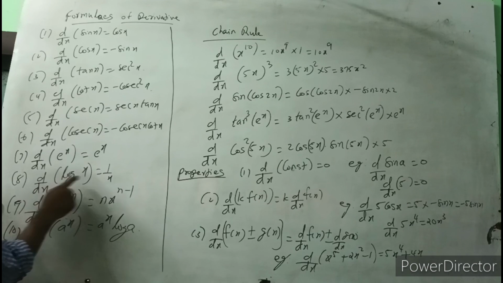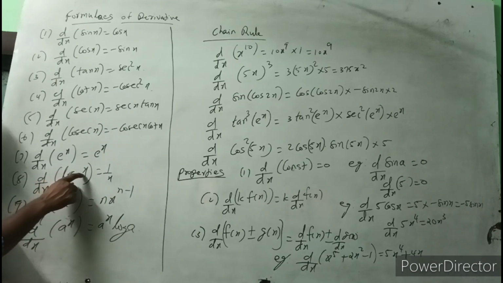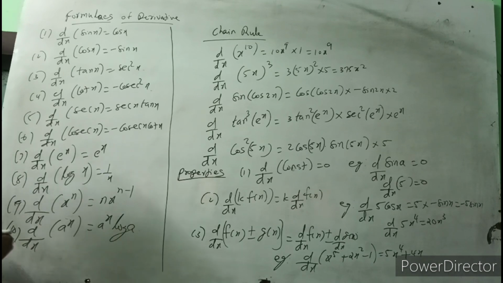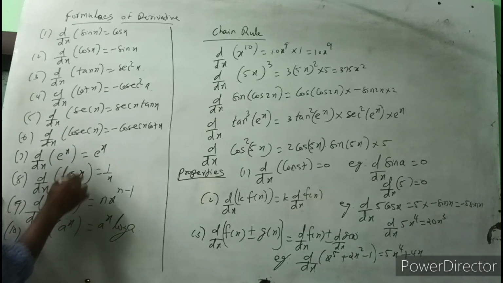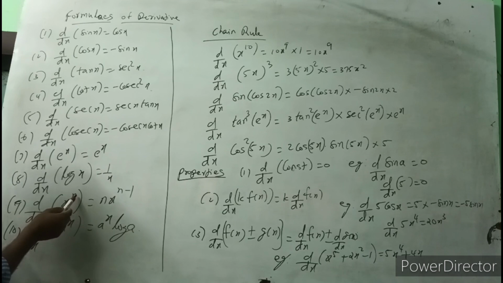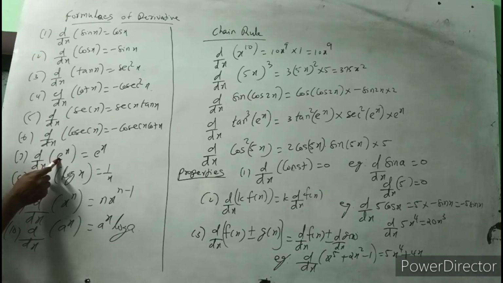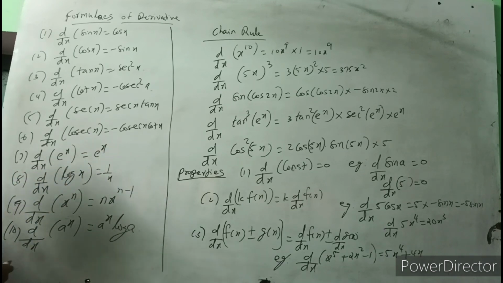E raised to x, log x is 1 by x. The base of log x is e, keep it in mind. The base cannot be any other number. The base of log x is e, no base is written. X raised to n is n x raised to n minus 1. This power will come out and the power will be reduced. A raised to x is a raised to x itself. Here you see e is an irrational number, approximately 2.7. But for any number other than e, the result will be a raised to x into log a.